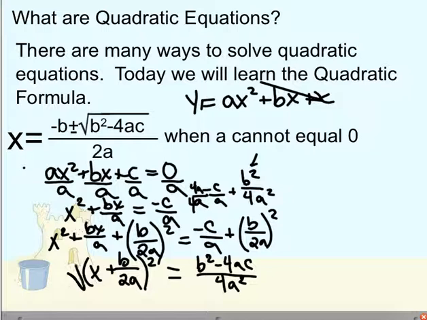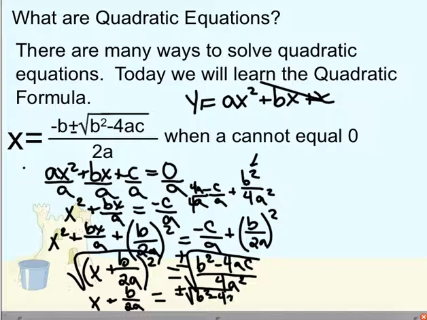Now, in order to solve this for x, remember that I need to take the square root of each side. So I'm going to do that. I'm going to have to take the square root of each side, which means that we get a plus or a minus answer here. And so I say x plus b over 2a is equal to plus or minus, and I'm going to split apart this square root to say I have plus or minus the square root of b squared minus 4ac, and then I'm dividing that by the square root of 4a squared. Well, if I take the square root of 4a squared, that actually just gives me 2a.